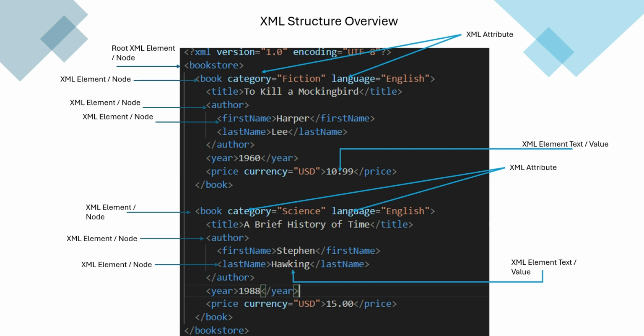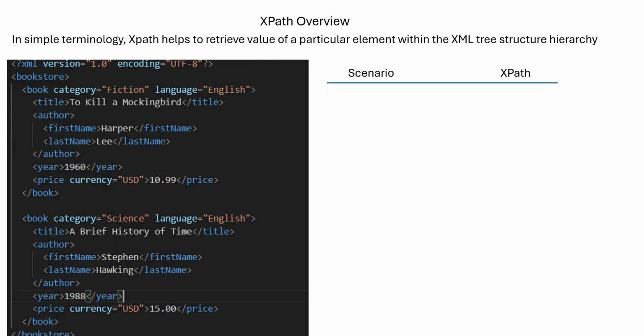With this understanding, let's go ahead and understand how XPath works. Now, what is an XPath? XPath in simple terminology helps to retrieve the value of a particular element within the XML tree structure hierarchy. Let's understand this with a few scenarios and what XPath expression we need to use in order to get that value.